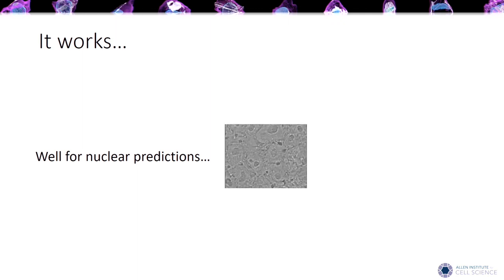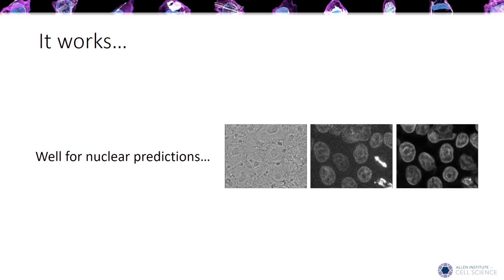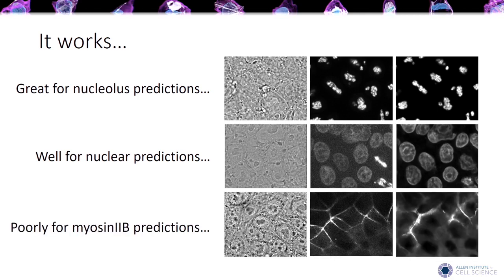Well, it works pretty well for nuclear predictions. If this is our bright field image, and this is our dye image, our ground truth, this is our predicted image. It's reasonably good. In fact, it even does a little bit of denoising because that noise isn't really present in the bright field image. This works very well for structures that are dense or have membranes, things that produce a lot of information, a lot of schmutz in the bright field image. So for nucleolus, it works great. Again, the middle image is our fluorophore image, and the right image is our predicted image. It doesn't work so well for diffuse or filamentous structures. They don't necessarily leave as much of a trace in the bright field image, and it's harder to predict them.